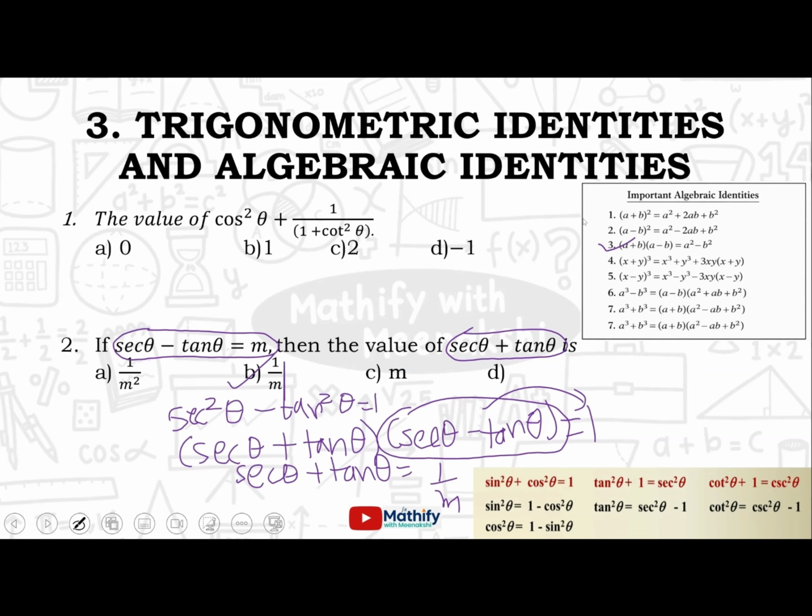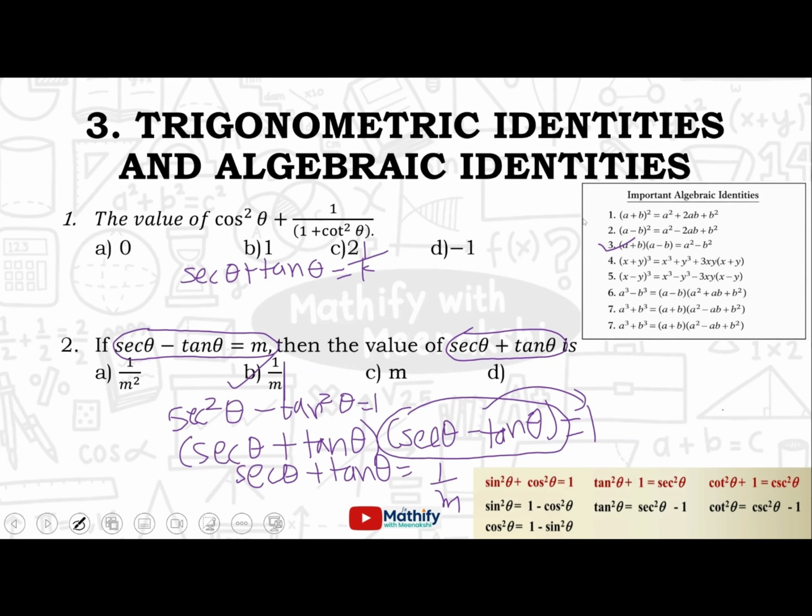From this you can just learn this thing: if the value of sec theta minus tan theta is given as k, then sec theta plus tan theta will be 1 by k, and vice versa. If sec theta plus tan theta is k, then sec theta minus tan theta is 1 by k. And similarly, it holds for cosec and cot. Like, if cosec theta minus cot theta is m, then cosec theta plus cot theta is 1 by m, using the identity a square minus b square. So learn this. In an MCQ, you can directly put a tick mark, since they are reciprocals of each other.